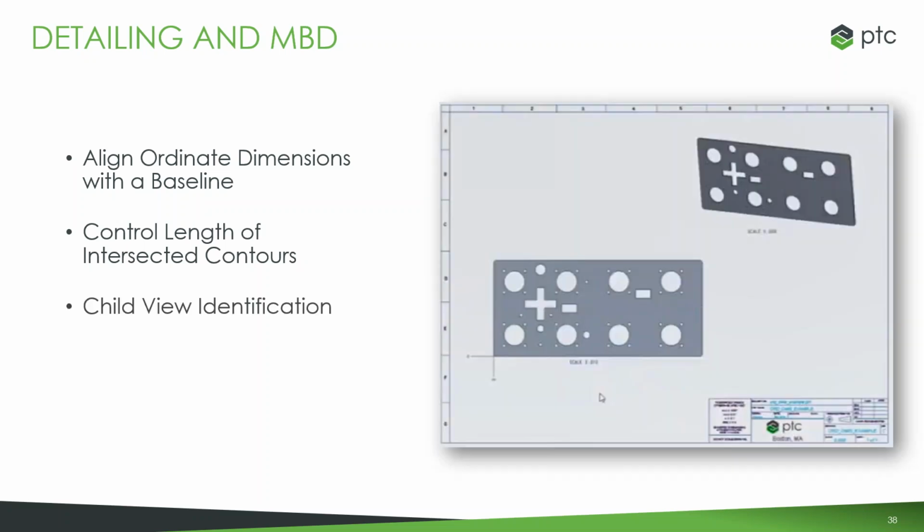And then we have a child view identification. So it's very easy to see where your drawings go to, where they're coming from. It's especially useful if you're going to be working with a multi-page drawing, or again, even if you were the one that maybe didn't create the drawing, you're just looking at it, it's helpful to keep all of that straight.